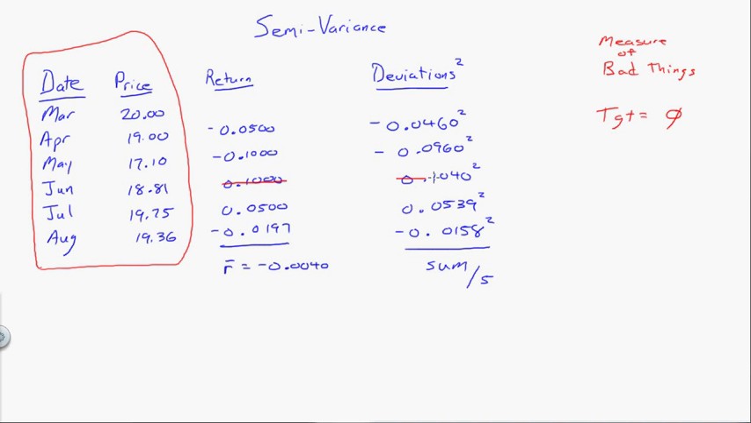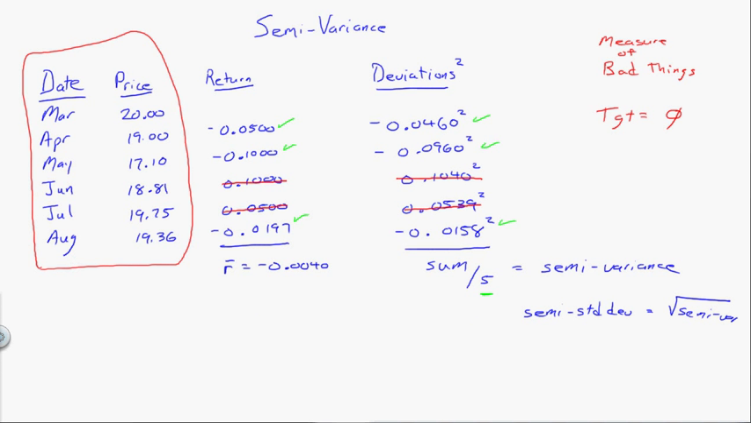This is above 0, so get rid of that. This is above 0, so get rid of that. And then the ones below 0, this one, this one, this one. So we will add up the 3 with the green check, and we will still divide by 5 to get our semi-variance. So when we do this, this is going to be equal to the semi-variance. And if I take the square root, that would be the semi-standard deviation. So semi-standard deviation equals the square root of the semi-variance.